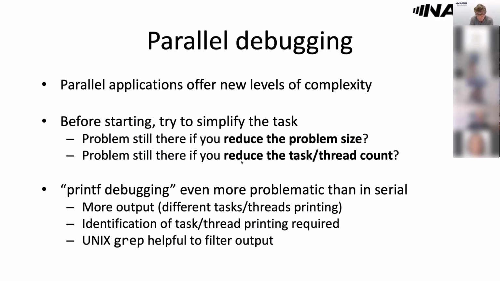If you have 10 computational entities, tasks, or threads writing, it's very, very convoluted. If you resort to printf, I strongly recommend writing the identification of the task or thread at the beginning of the line when printing, and do it in such a way that you can reliably grep for, for instance, task 0, and that doesn't get confused with task number 10.